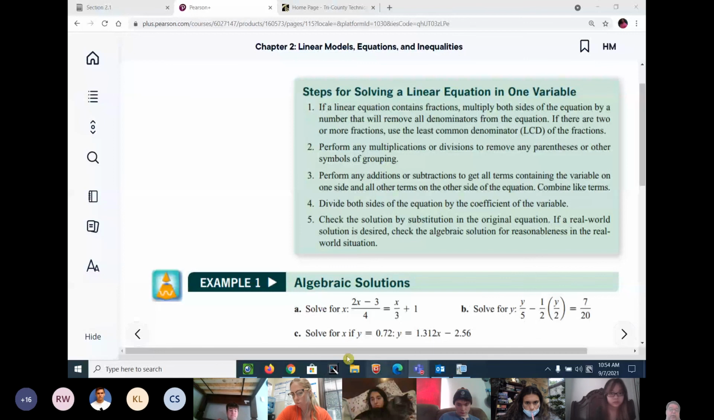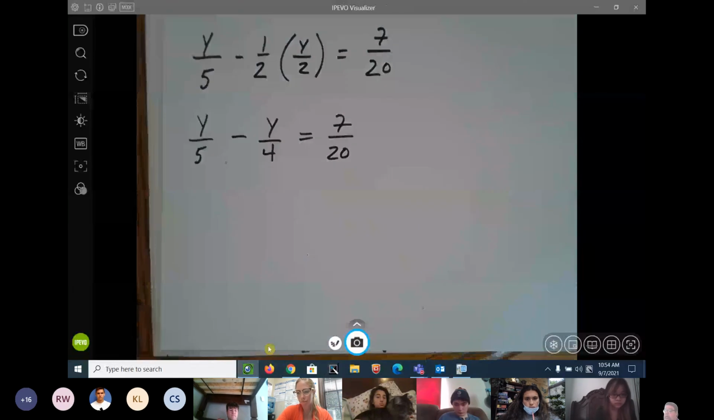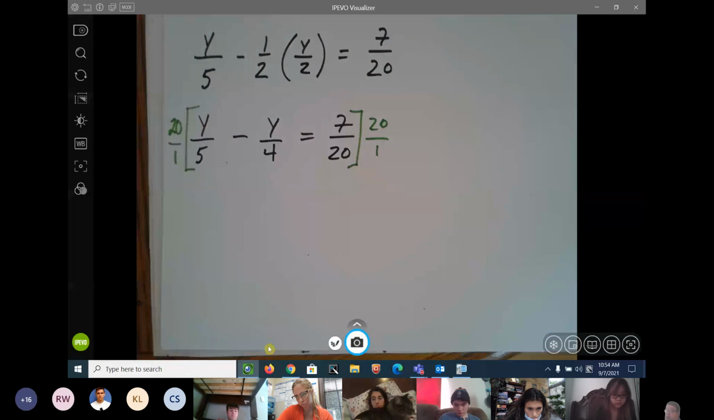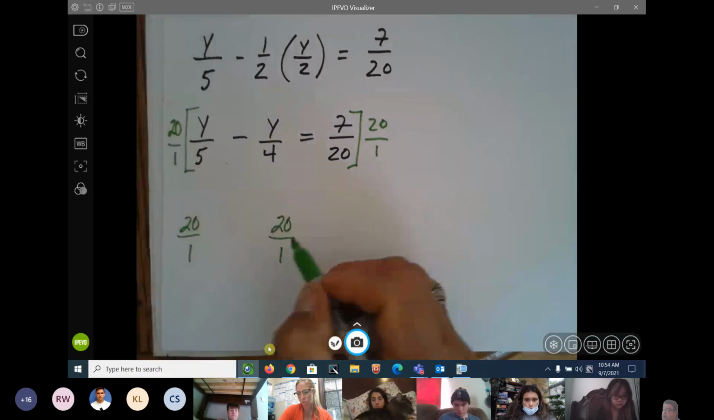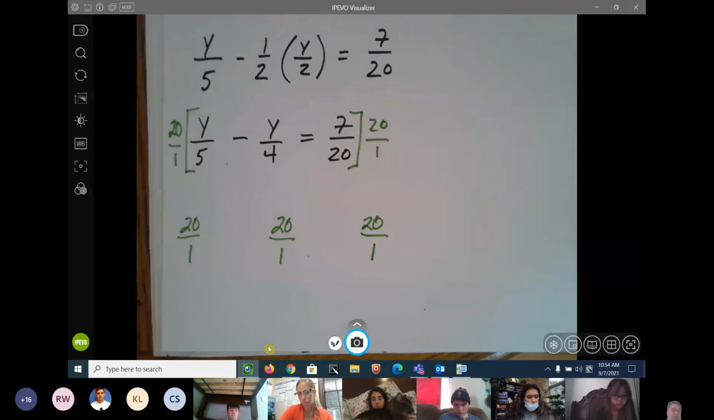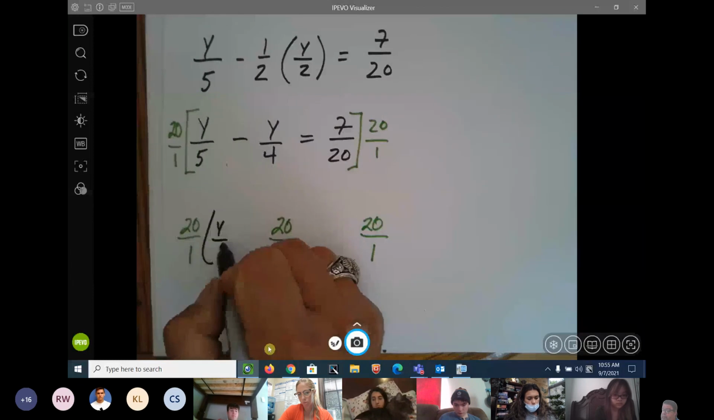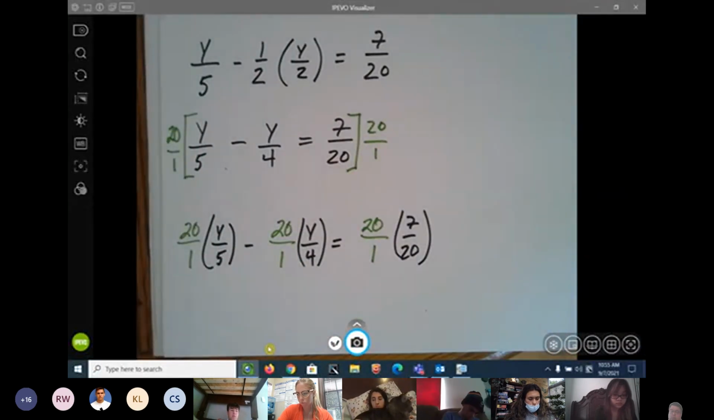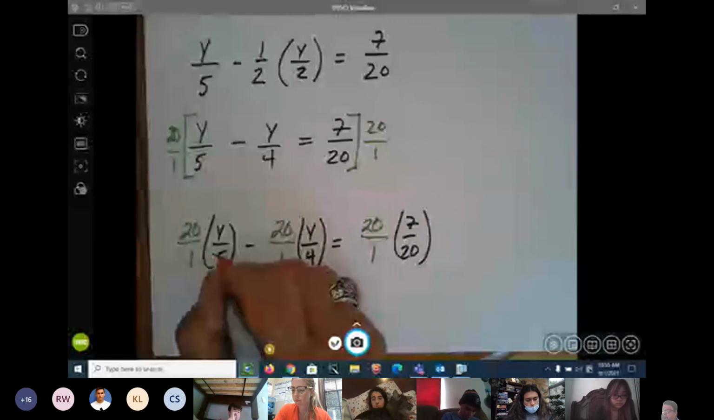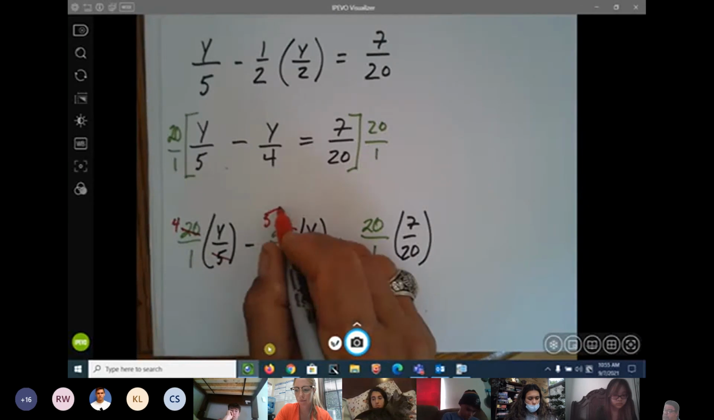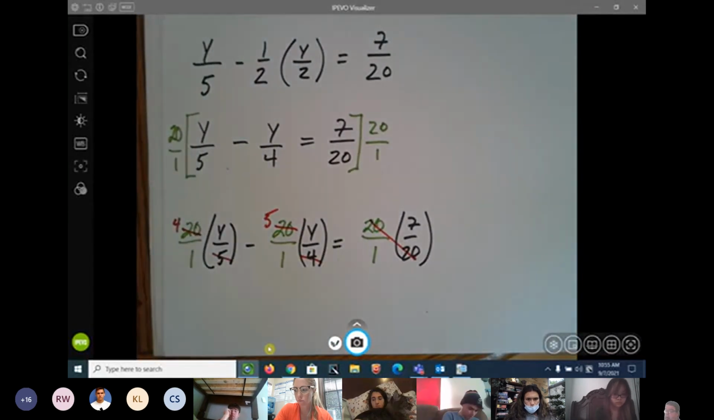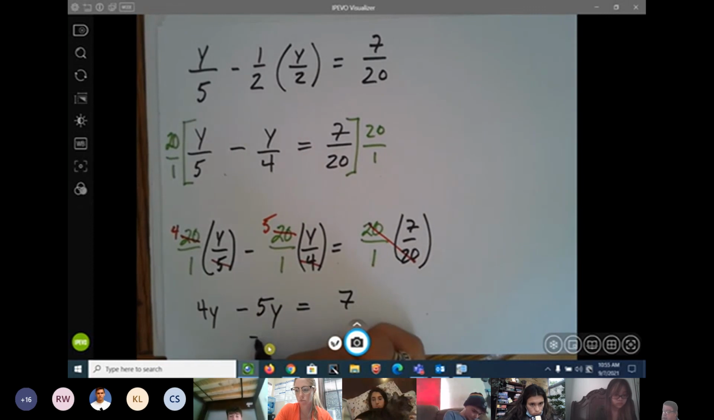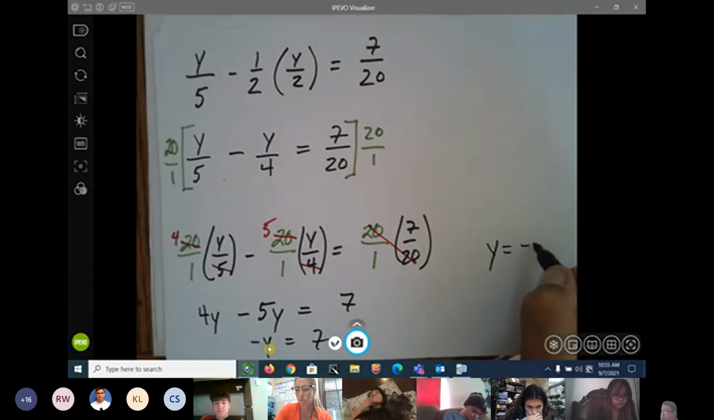And I'm going to multiply through by the common denominator, which is 20. 20 over 1, 20 over 1, 20 over 1. Y over 5, y over 4 equals 7 over 20. And the 5 cancels, 4 cancels 5, and those two cancel. 4y minus 5y is equal to 7. And negative y is equal to 7. Y is equal to negative 7.